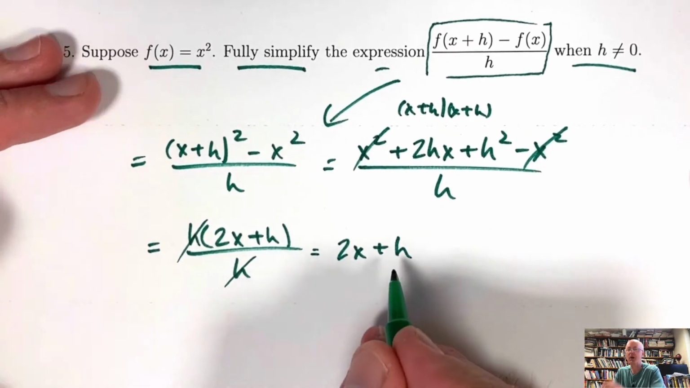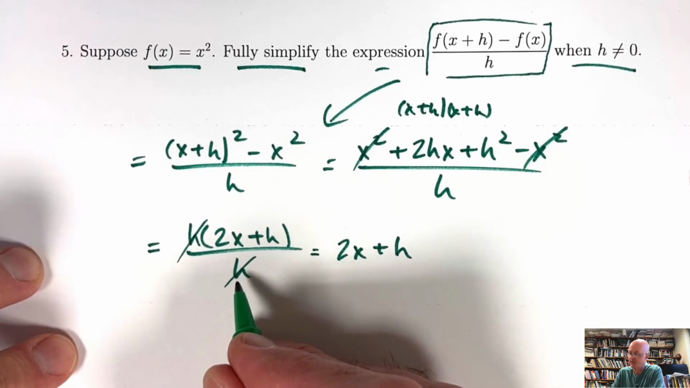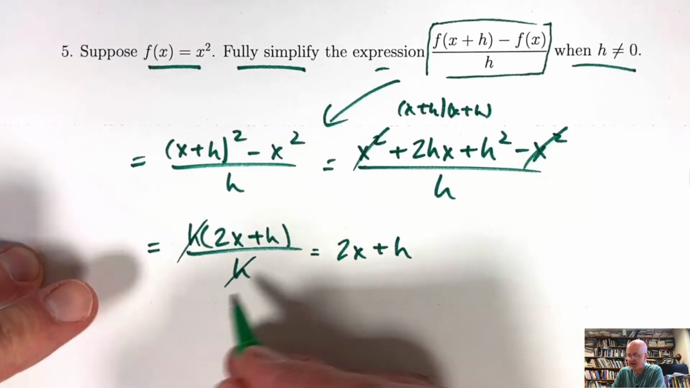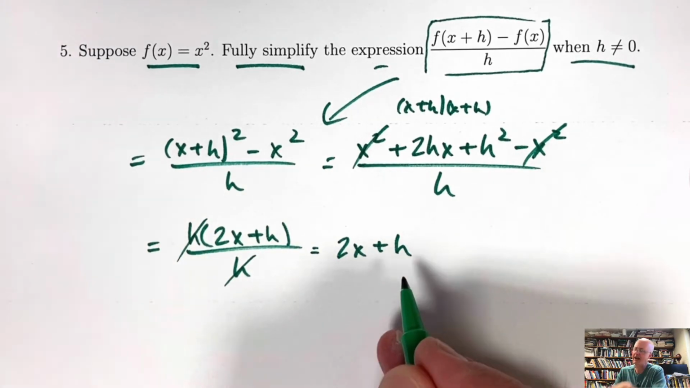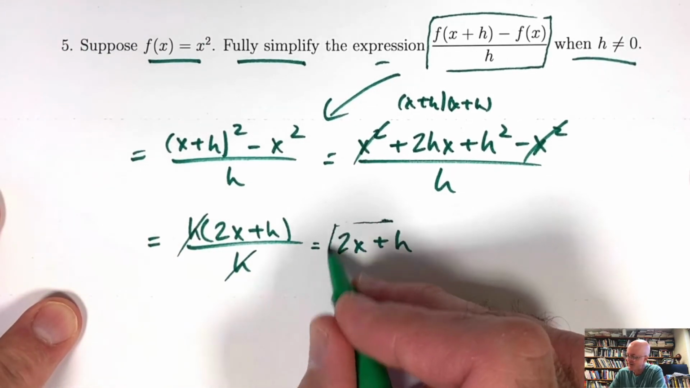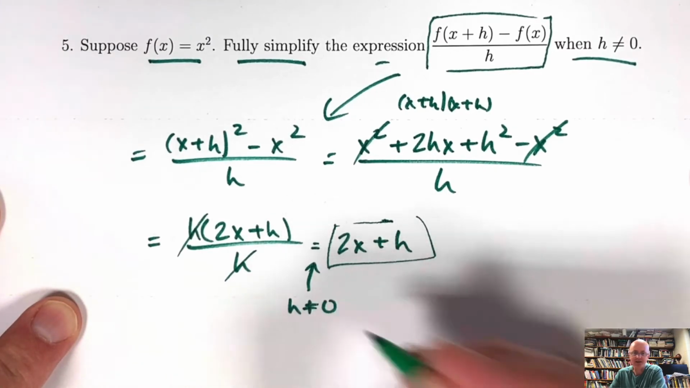That is an expression that equals our original one as long as h is non-zero. The original one is undefined when h is 0, but this is defined when h is 0. That's okay. That's still the answer. We still have equality here because we're assuming h is non-zero.